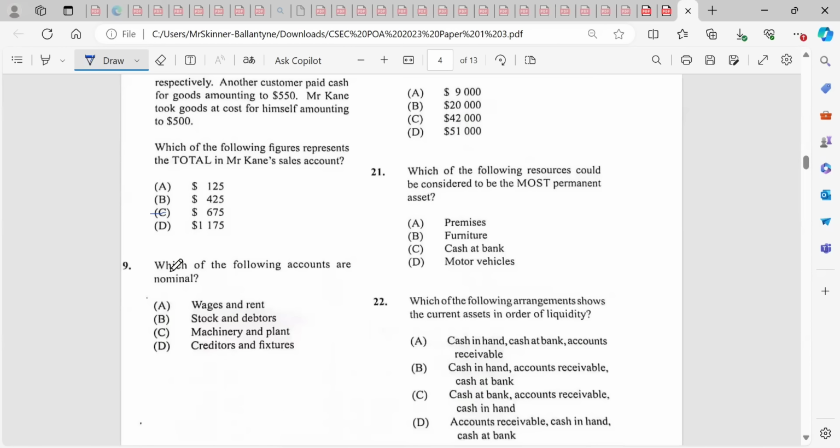The next one that comes all the time: which of the following accounts are nominal, meaning that you cannot touch it? A, right? Correct.